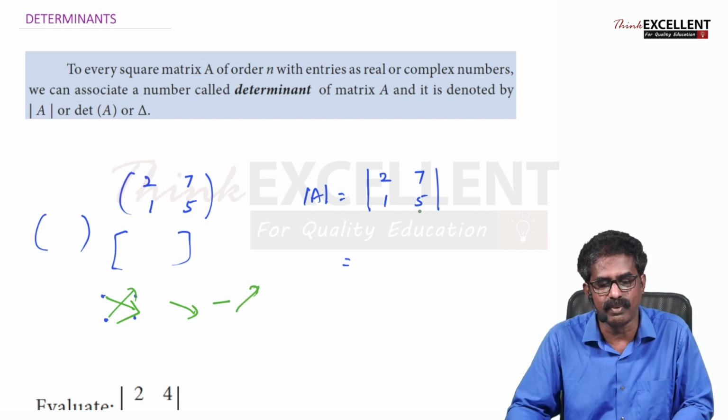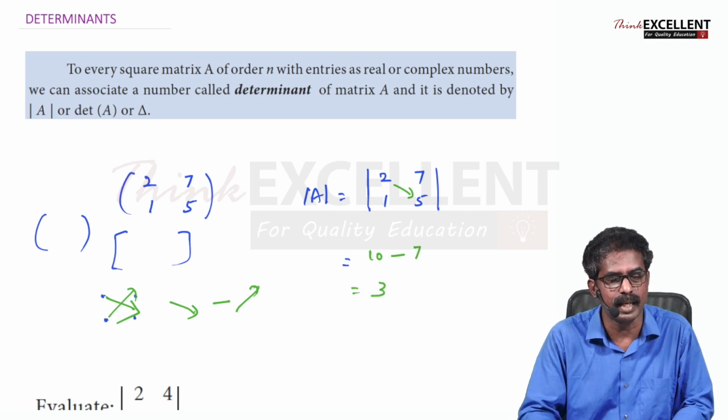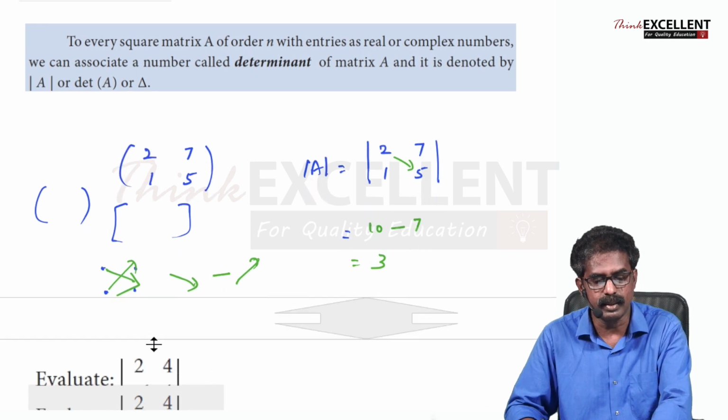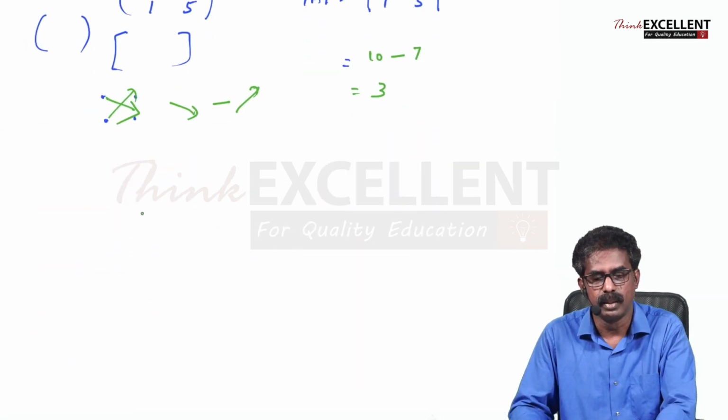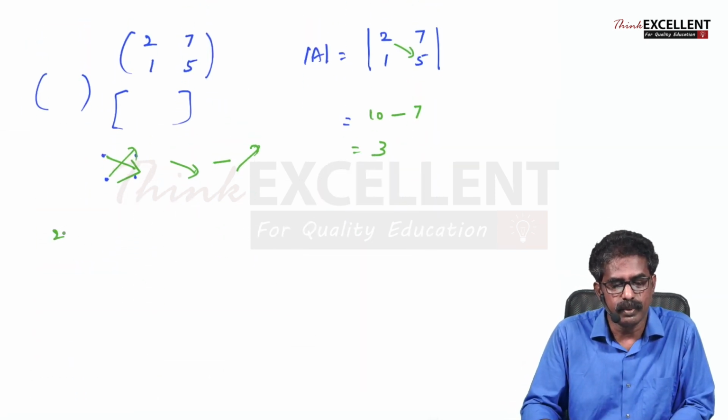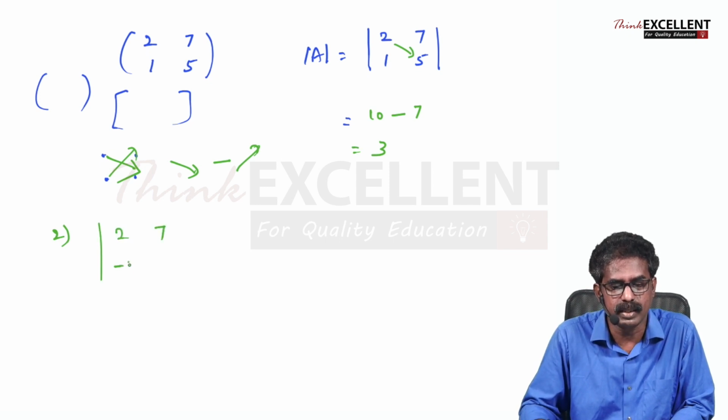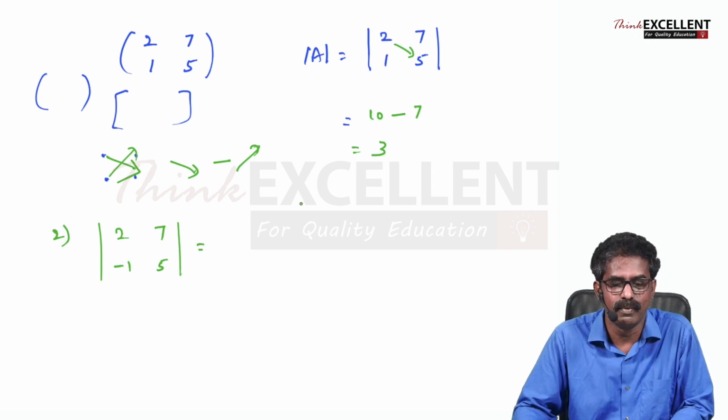So 2, 7, 1, 5. So what do you do? First you multiply these 2. 2 into 5, it is what? 10. Put a minus sign. Then multiply other 2. 1 into 7. It is what? 7. So the answer is what? 3. So like this you can expand a determinant. Suppose if I give 2, 7, minus 1, 5. Can you simplify? So see the order.